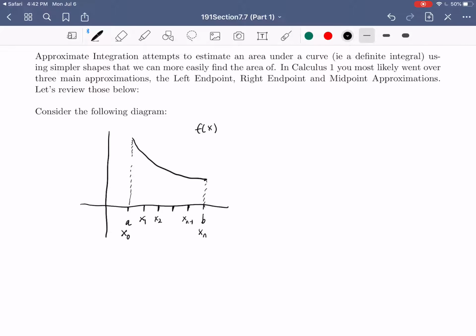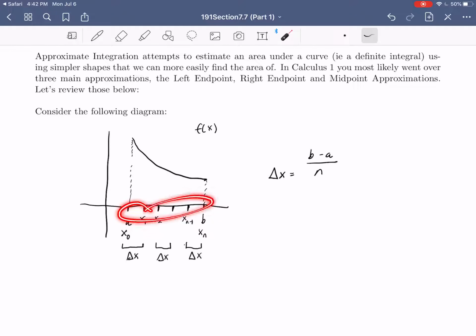And usually we use the notation that the size of each partition is delta x. So the width in between each of these is delta x here. I'm just going to indicate that they're all delta x. And we get a nice relation here that delta x is equal to b minus a divided by n. You take your interval and you divide by how many partitions you want to do.